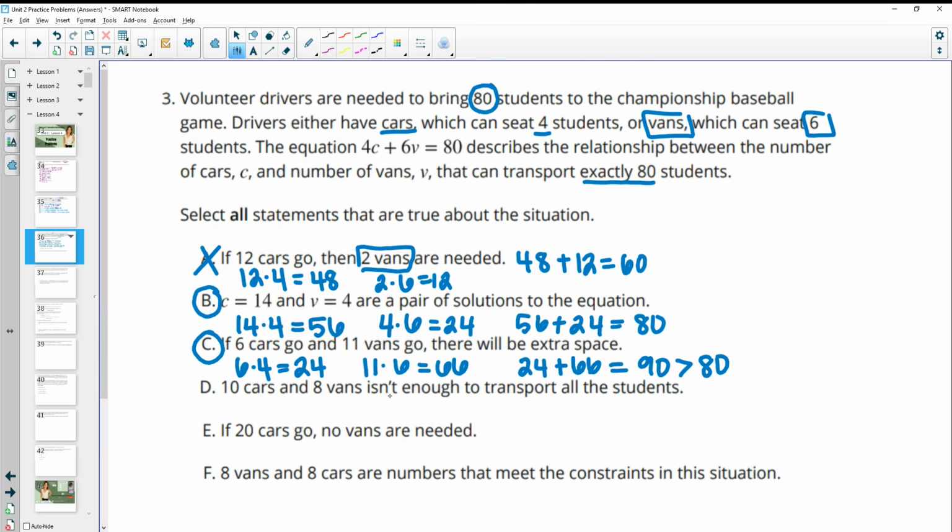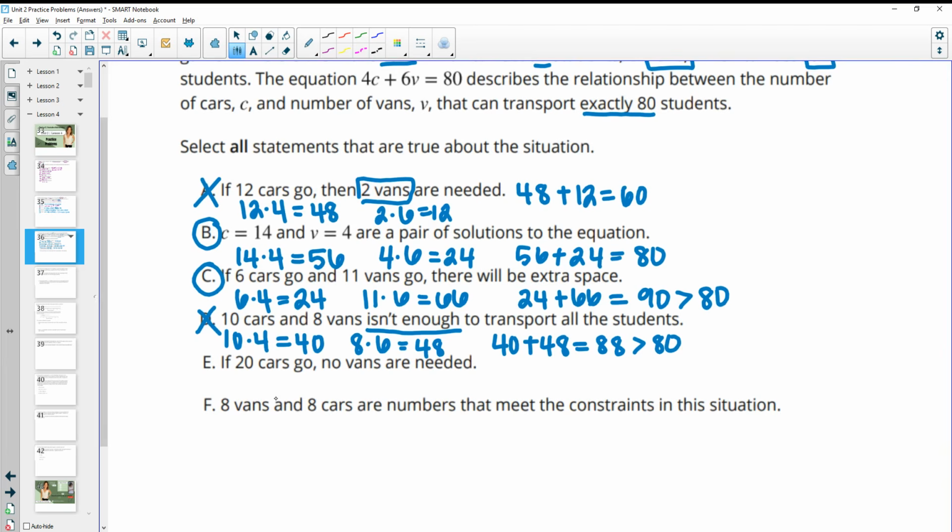D, 10 cars and 8 vans isn't enough to transport the students. So let's take a look. 10 times the 4 spaces would give us 40 people to ride in the cars. 8 times 6 would give us 48 for the number of people in the vans. And 40 plus 48 gives us 88, which is more than the 80 people. So we have more than enough room. So that's definitely enough room.